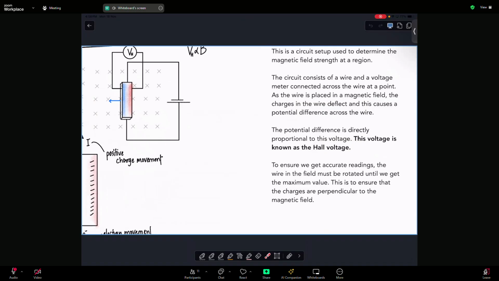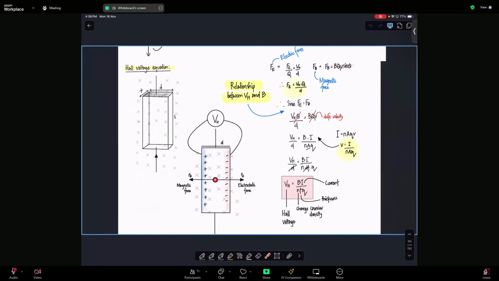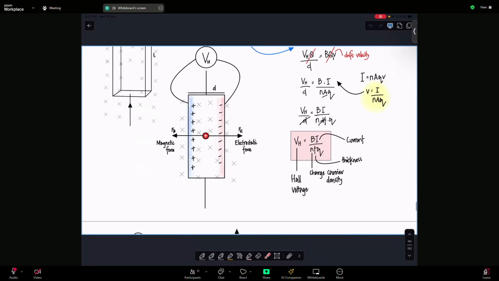Okay. To ensure that we get accurate readings, the wire in the field must be rotated until we get maximum value. This is to ensure that the charges are perpendicular to the magnetic field, the one I mentioned, right? And then this is the derivation. I mean, আমাদের যেটা করছি ওটাও add করে রাখবো, but derivation is basically that there's an electrostatic force and there's a magnetic force, and these two try to balance out, and you eventually get this formula Bi divided by NGQ.